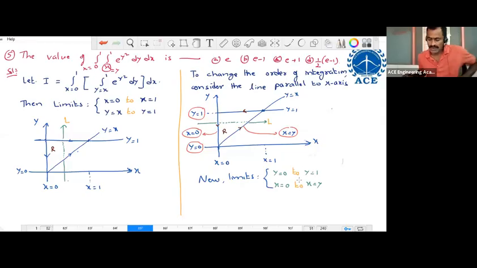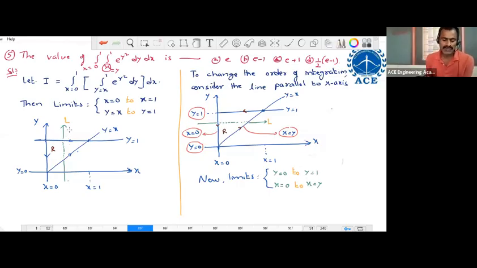These are the new limits. According to the given limits, the line is parallel to the y-axis. To find the new limits, consider a line parallel to the x-axis. Suppose from the given integral the line is parallel to the x-axis, then consider a line parallel to the y-axis. Just change the line only.